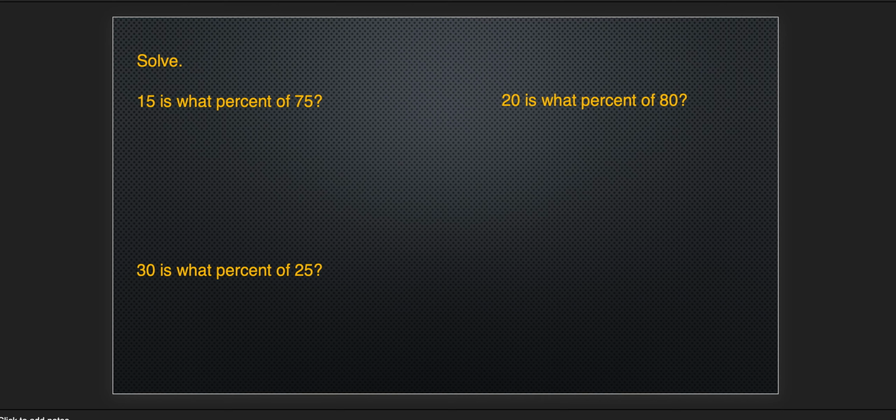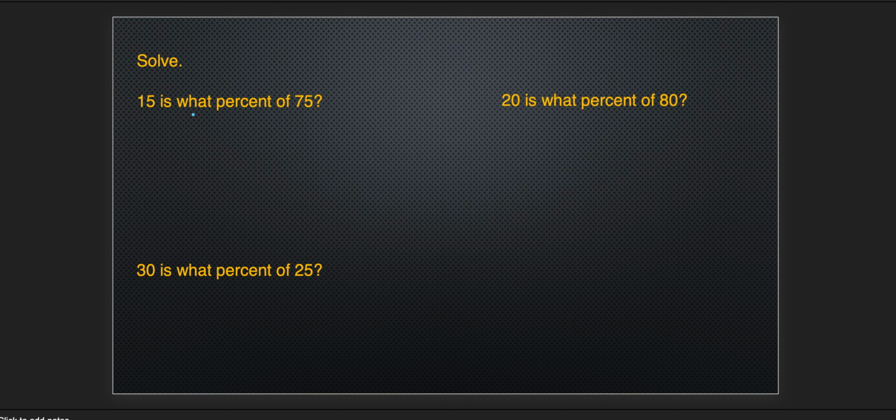So just a couple more slides of problems. So you'll have problems like this solved. 15 is what percent of 75? Now, I do these a certain way. I've seen students learn a different way. If you know a way or see some YouTube video where an instructor is teaching this and you like it, stick with that way, okay?